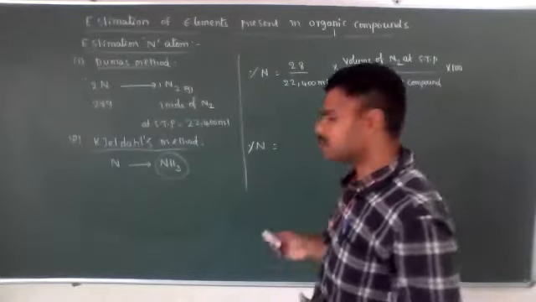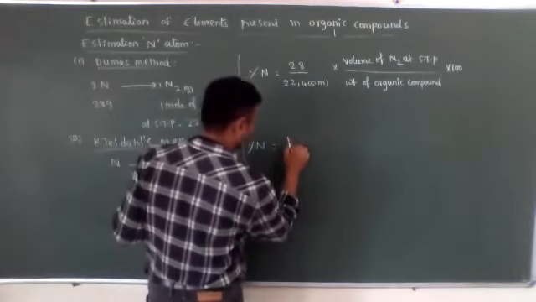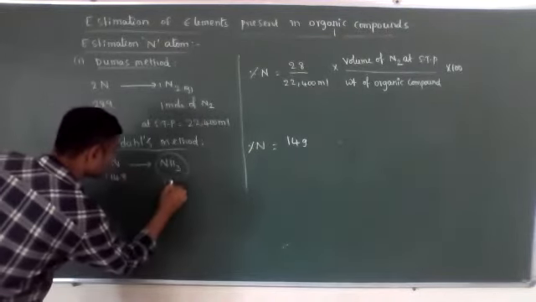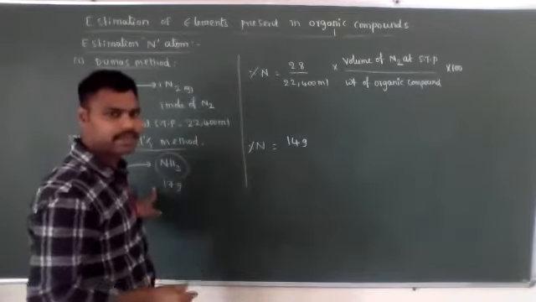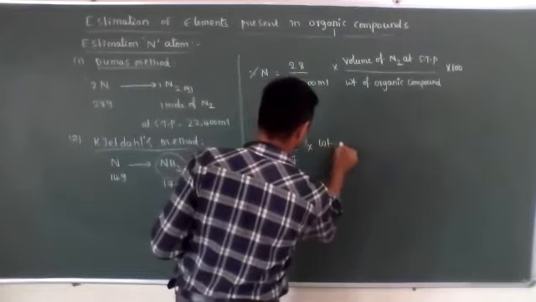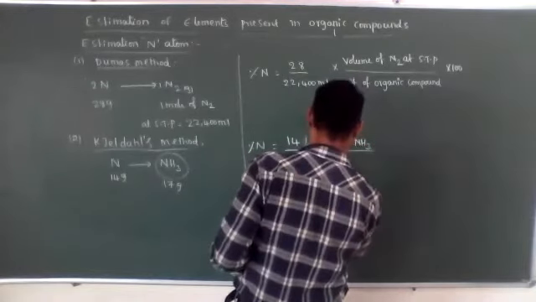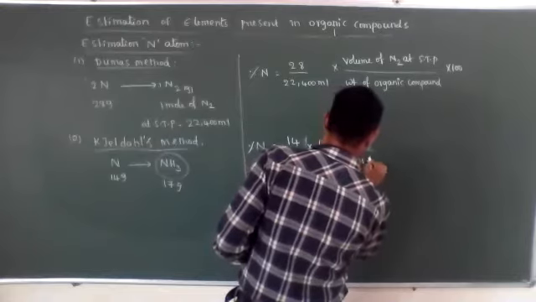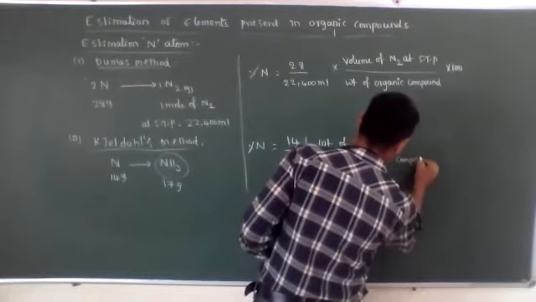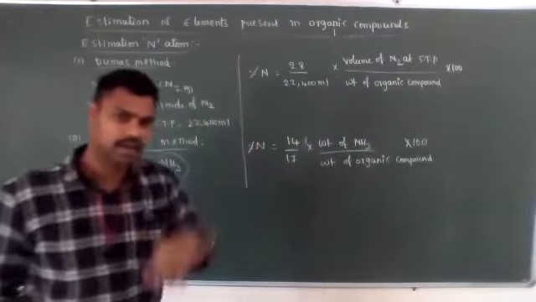Percentage of nitrogen is equal to, in ammonia, what is the gram atomic weight of nitrogen? 14 grams. This 14 grams is in 17 grams, since the ammonia gram molecular weight is 17. So 14 by 17 into weight of ammonia, NH3, formed, by weight of organic compound into 100.